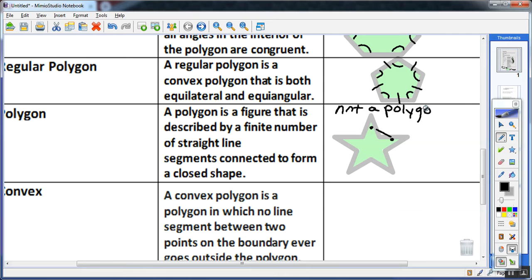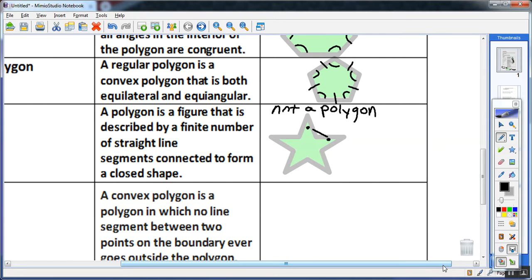It's not a polygon because it's not convex, it's concave. So all polygons must be convex. If I wanted something that was ten-sided, it would look like this.